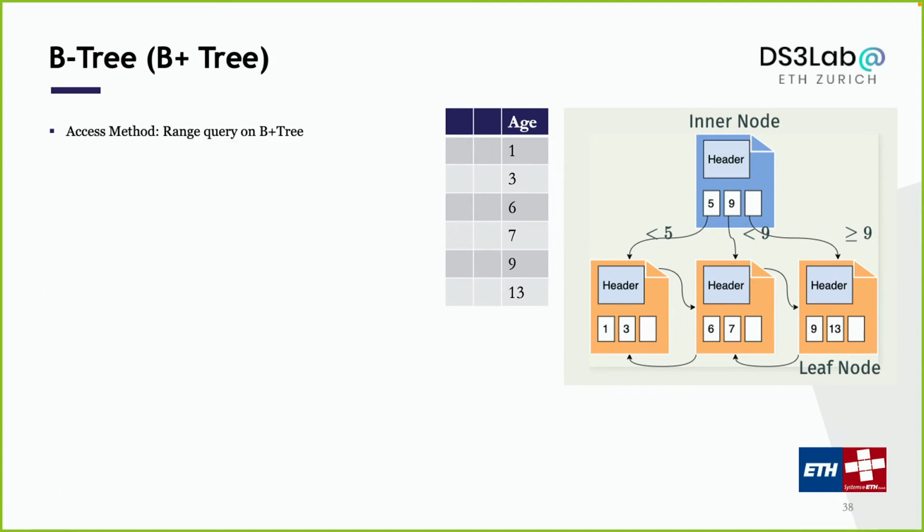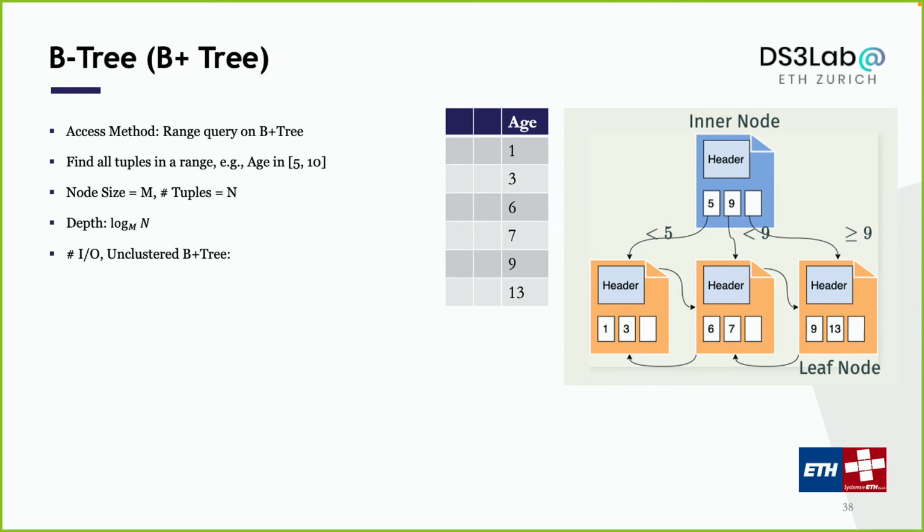And you could support different access methods. For example, you could support a range query. You can say, give me all the tuples in the range age between 5 and 10, for example. That's another access method that you could have. Assuming the node size equals m and the number of tuples equals n, what would be the cost of supporting this access method? The depth of the tree is still log_m n.